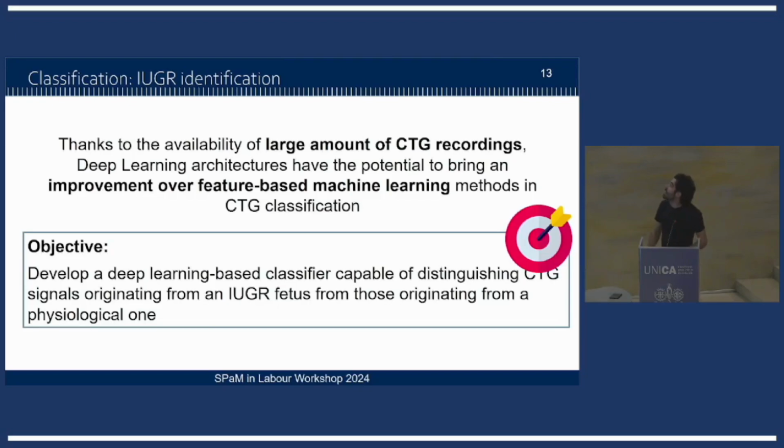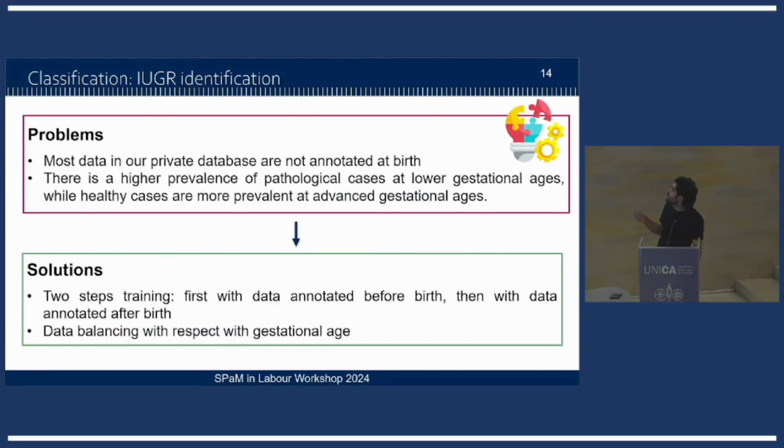As many people said already today, research in this field, but in many other fields, is moving from feature-based machine learning to completely data-driven deep learning without any explicit feature extraction. And here we show some results concerning IUGR identification using fetal heart rate signals.